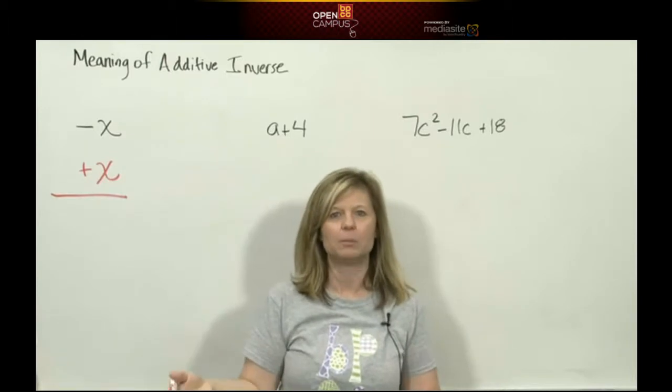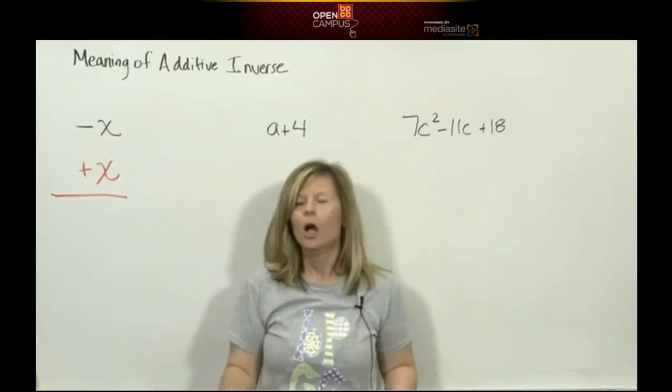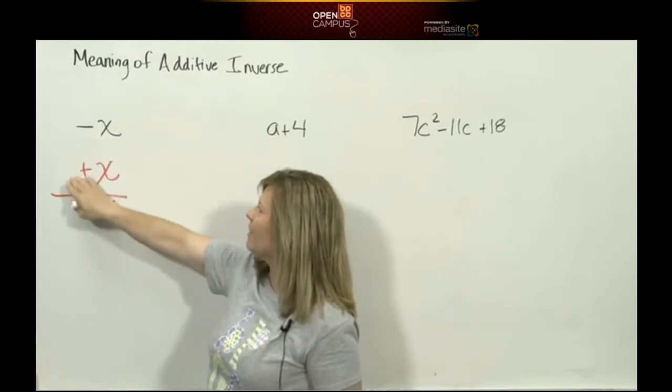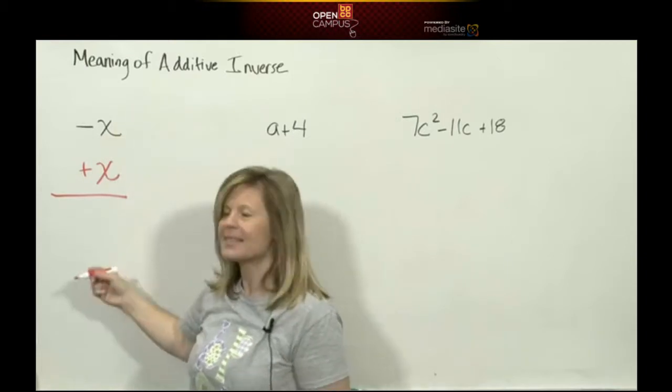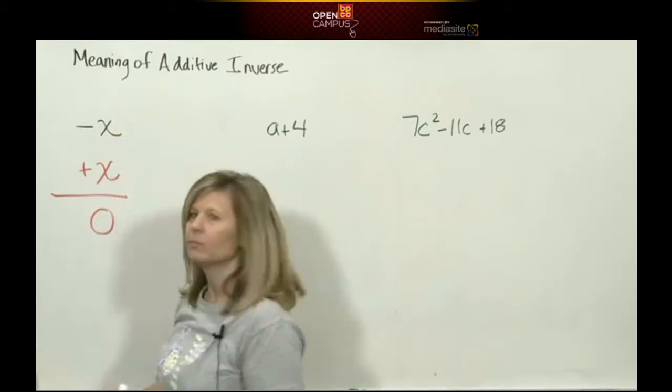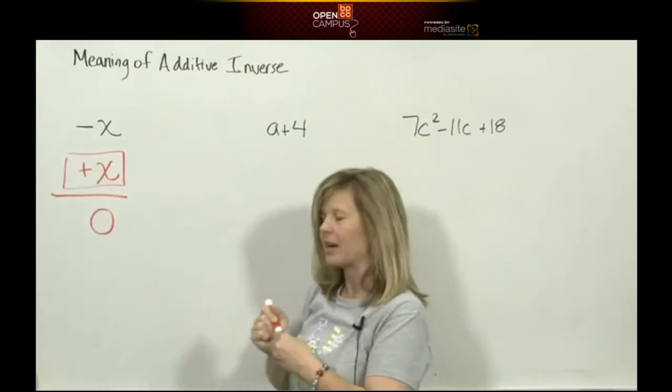a sum of 0. Now we know we're really not adding, we're subtracting, because when we have a negative and a positive, two different signs, you subtract. And if you have x minus x, you would get 0. So our additive inverse of negative x is positive x.